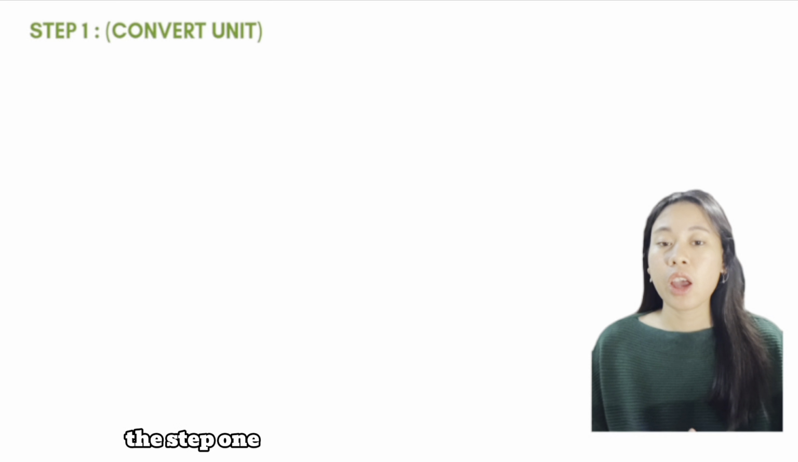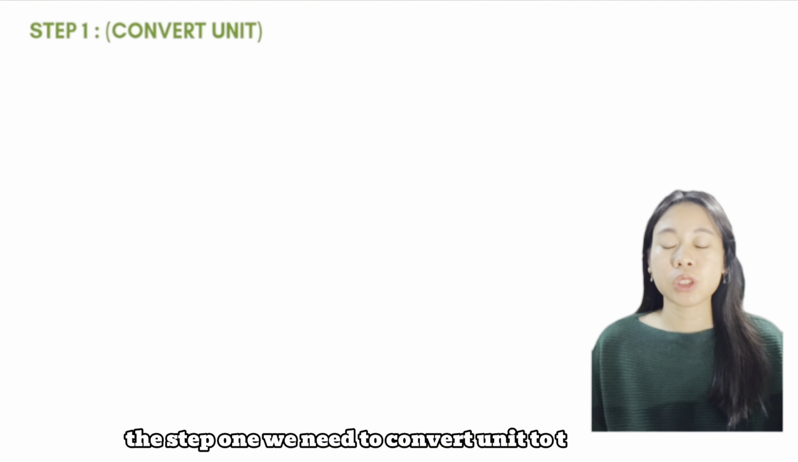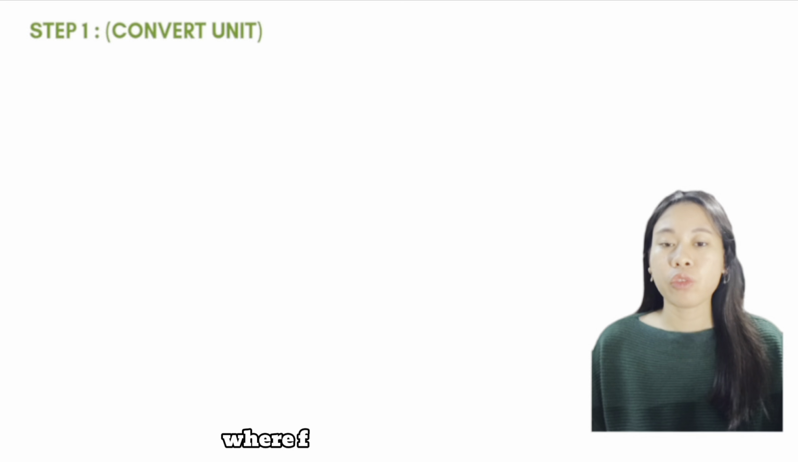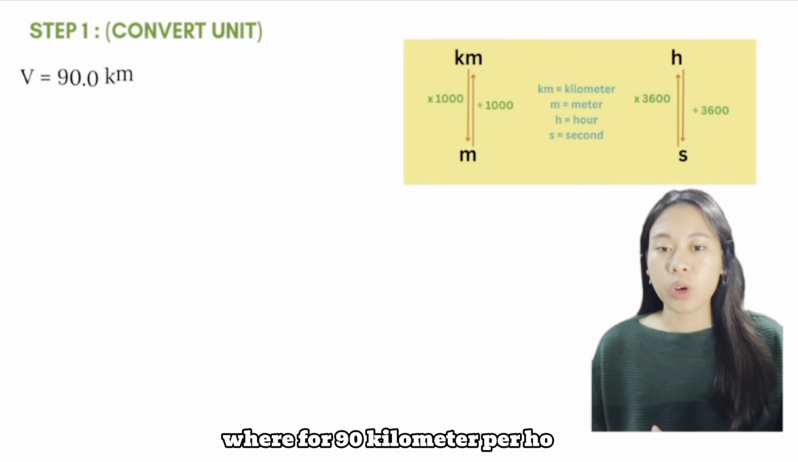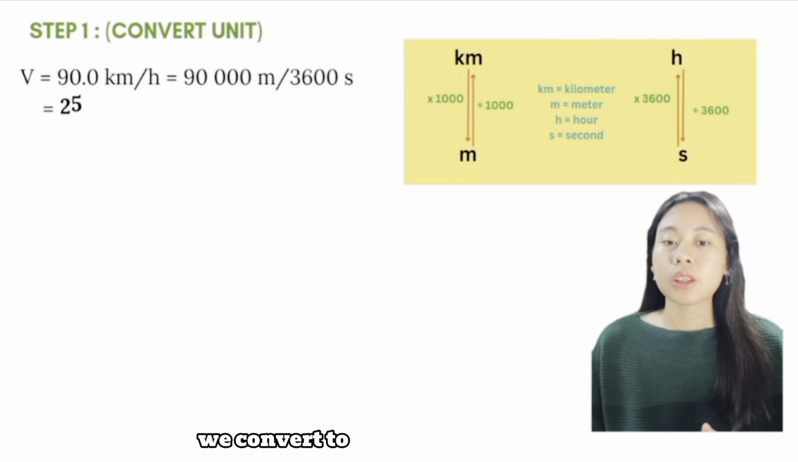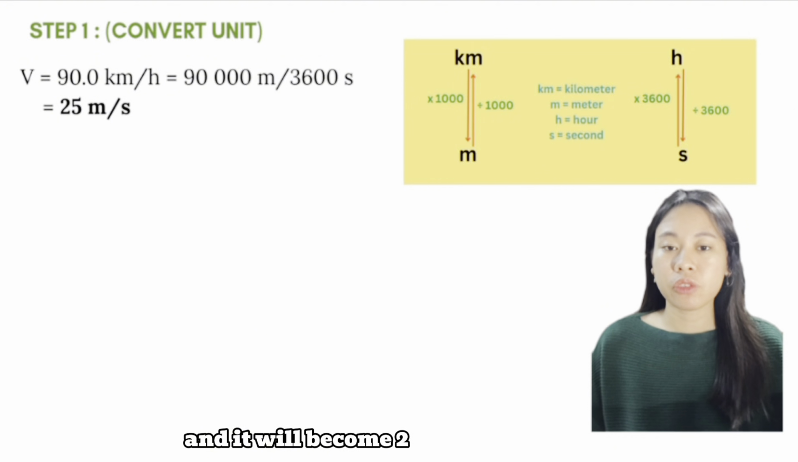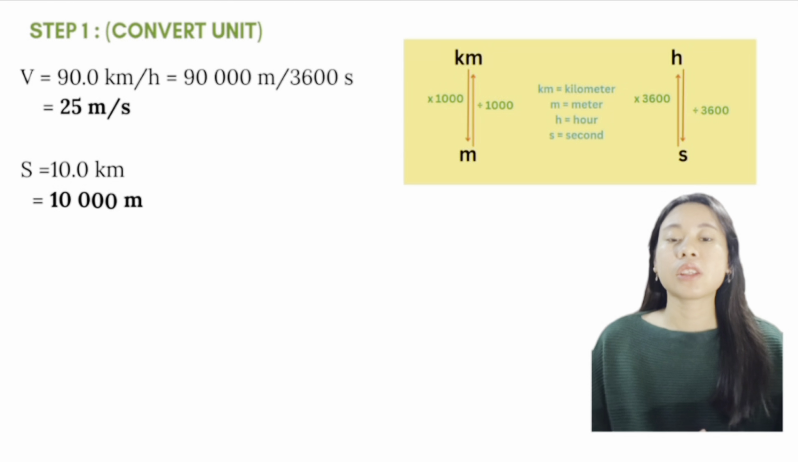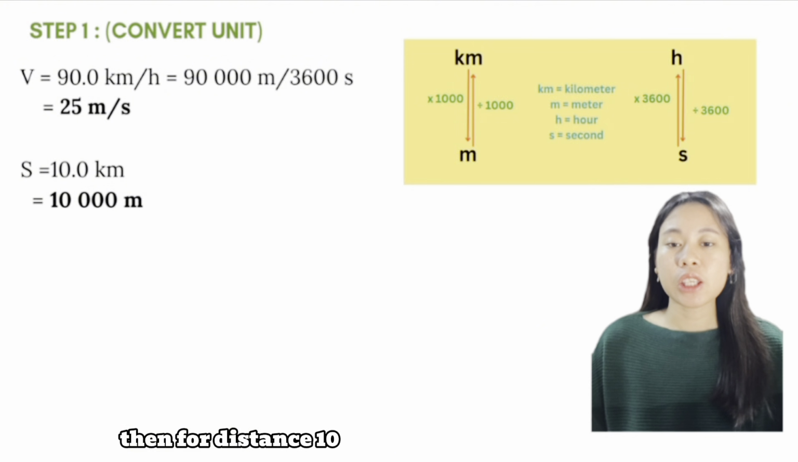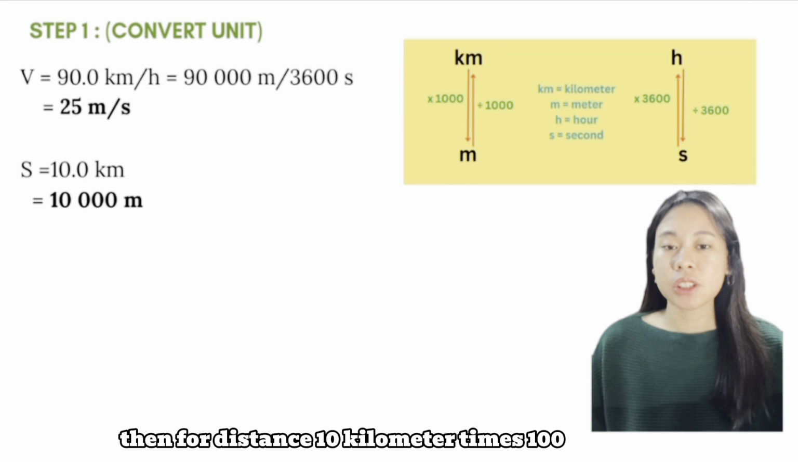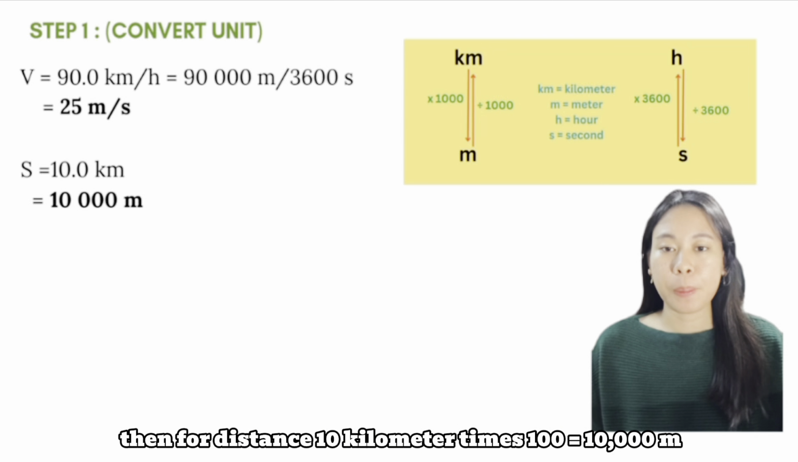Step 1, we need to convert the units to SI units. The 90 km per hour, we convert to 90,000 meters per 3,600 seconds, and it will become 25 meters per second. Then, for distance, 10 km times 1000 equals 10,000 meters.